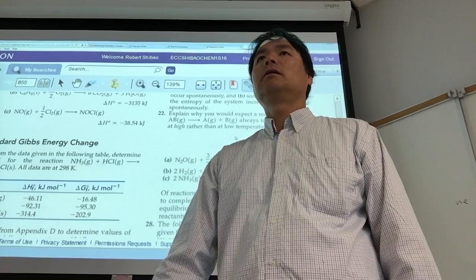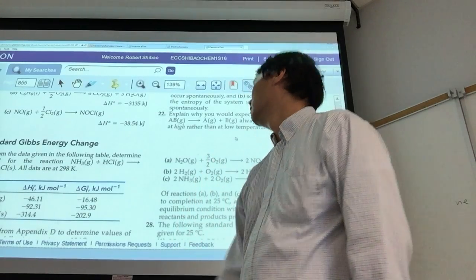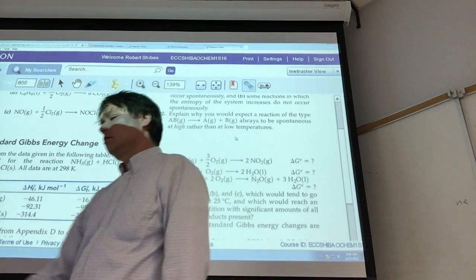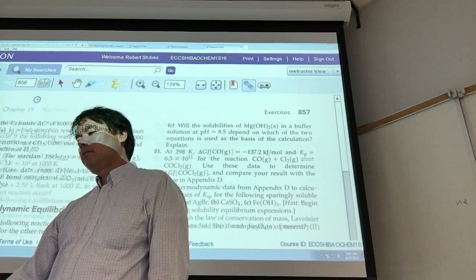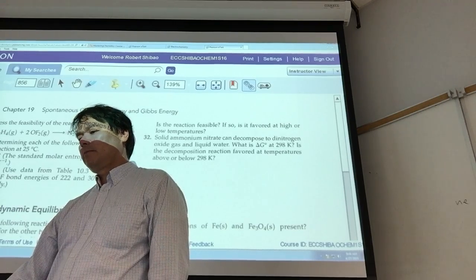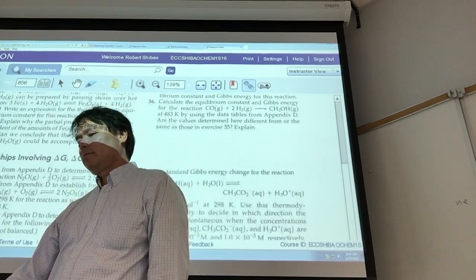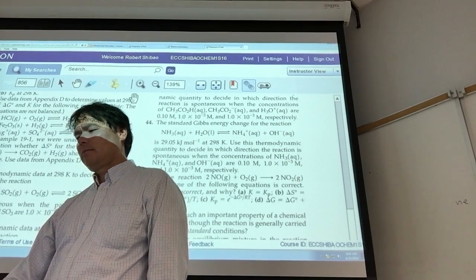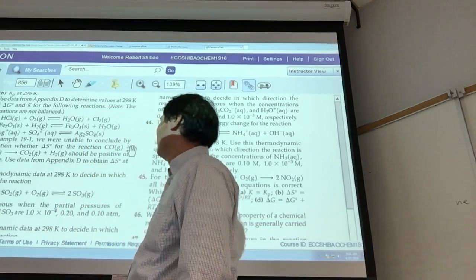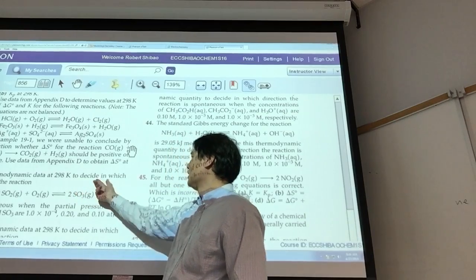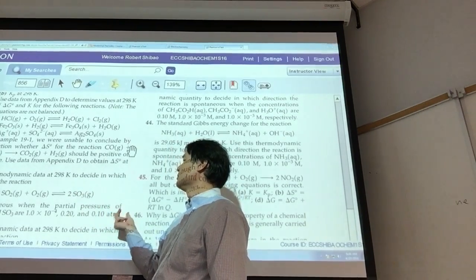For like 41 or 45, how do we know we're looking for Q rather than K? 41 through 45. Take a look at that. It's like 41, 42, 43, 44, 45. How do we know we're talking about Q? Number 41: use thermodynamic data at 298 Kelvin to decide in which direction the reaction is spontaneous when the partial pressures are given.